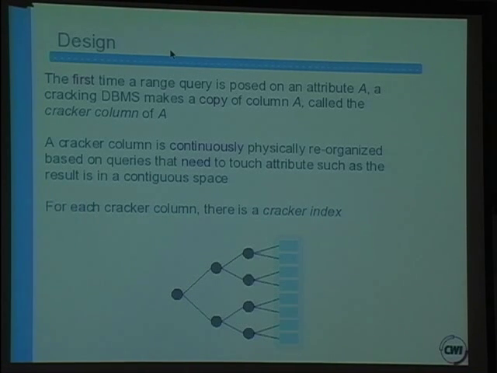Now, in this slide, you can see the basic design that we have on top of MongoDB. The first time that a query needs to touch a column, needs to touch an attribute, the system will make a copy of this column. This copy, we call it the cracker column of the given attribute. And then, each time a query needs to touch the specific attribute, we physically reorganize the column, such that the result is in a contiguous space, as we saw in the examples before. For each cracker column, there is a cracker index, which is an AVL tree in the current implementation, and helps us navigate very fast through the various pieces of the cracker column.